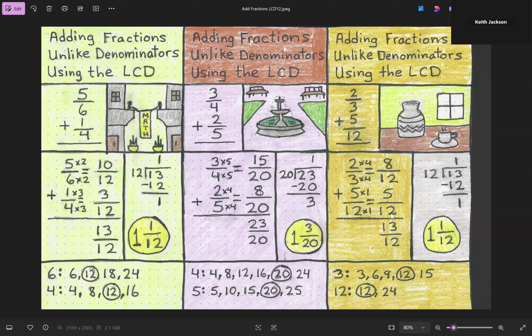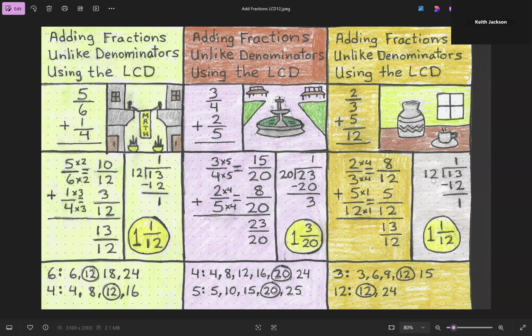We know that 12 times 1 will give us 12. Whatever we do to the bottom, we do to the top, because 5 times 1 will give us 5. In this case, we know that 3 times 4 would give us 12, and whatever we do to the bottom, we do to the top, so 2 times 4 would give us 8. 8 plus 5 will give us 13, so 13/12. So 13 divided by 12 will work out here as well.